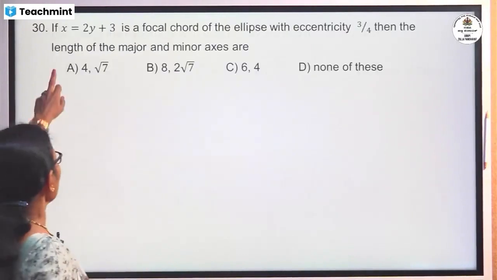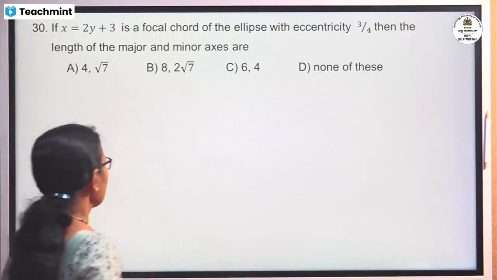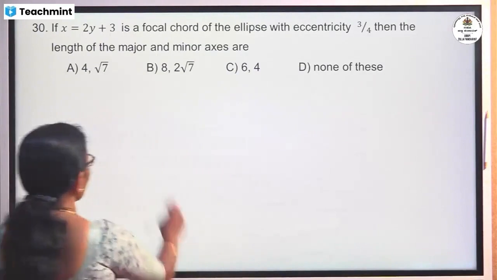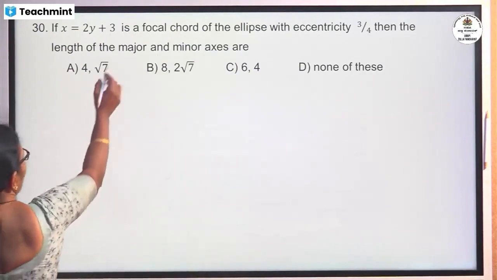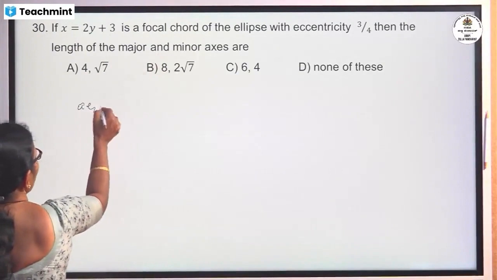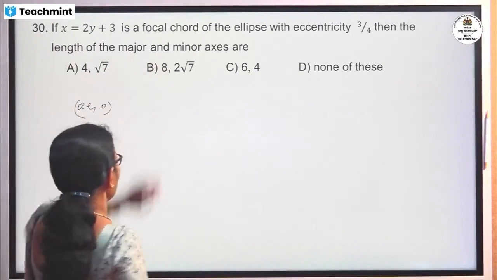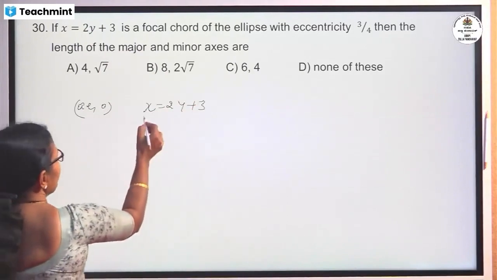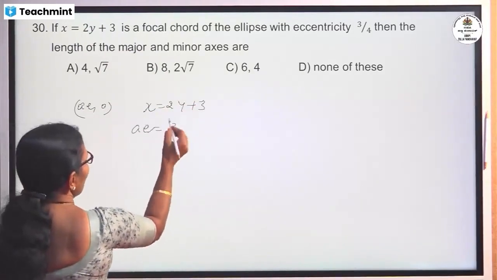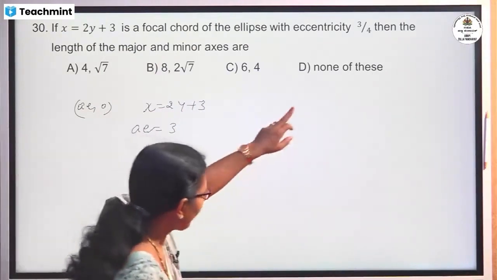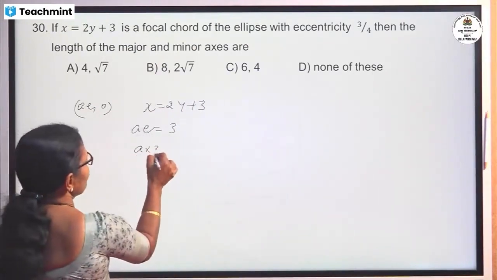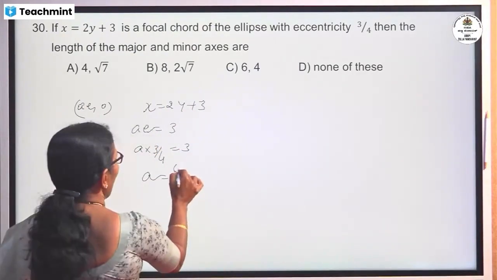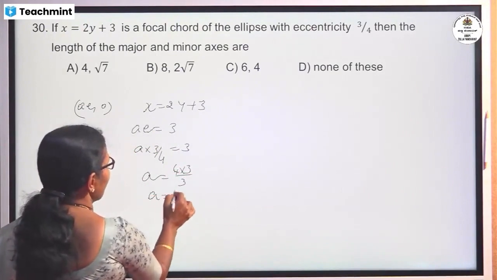Next, if x is equal to 2y plus 3 is a focal chord of the ellipse with eccentricity 3 by 4, then find the length of the major and minor axis. Here, focal chord means AE, 0 lies on the line x is equal to 2y plus 3. Now substitute here, x is equal to AE, y is 0, AE is equal to 3. Now eccentricity is given, so A into 3 by 4 is equal to 3. Then A is equal to 4 into 3 divided by 3, A is equal to 4.